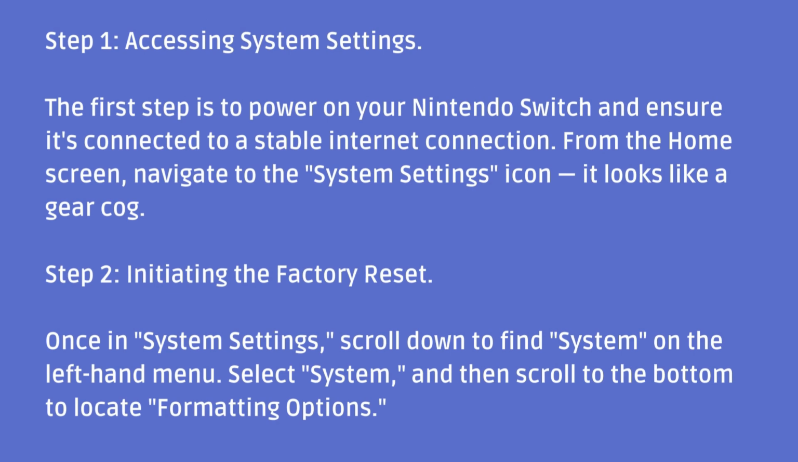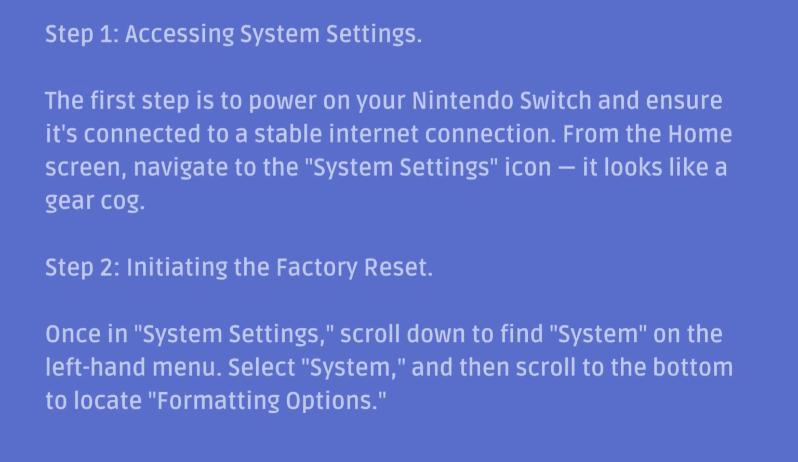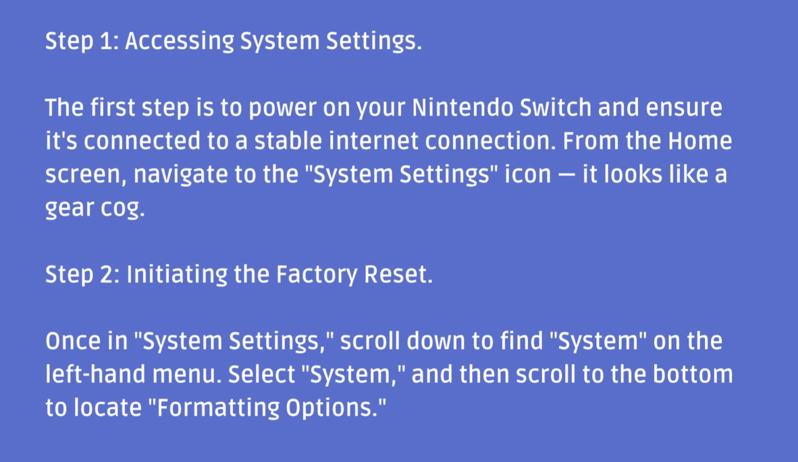Step 2. Initiating the factory reset. Once in System Settings, scroll down to find System on the left-hand menu. Select System, and then scroll to the bottom to locate formatting options.